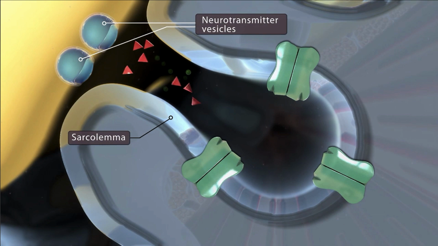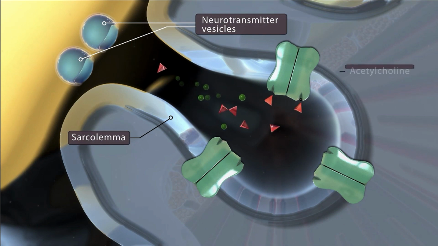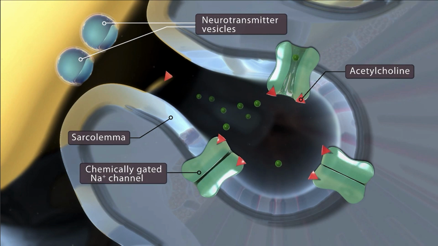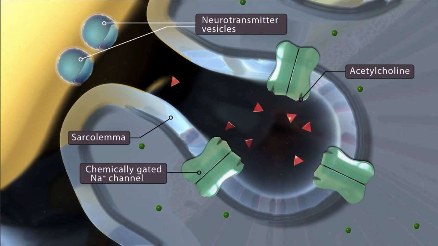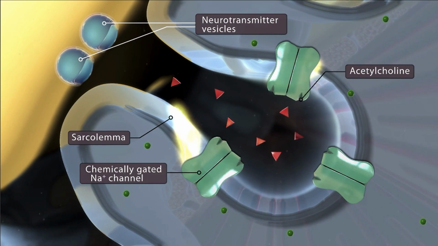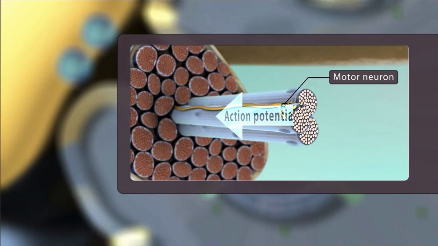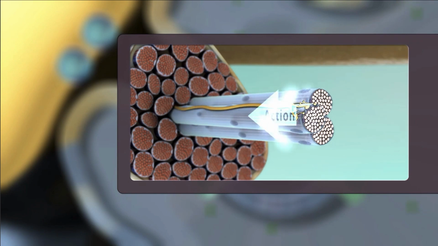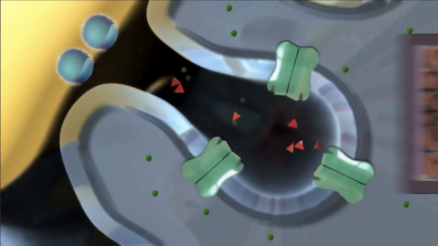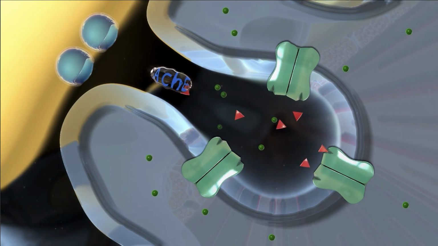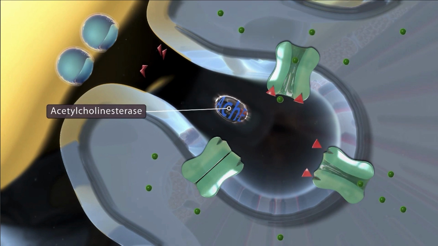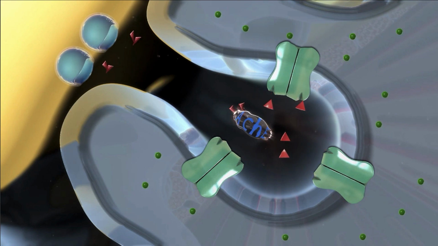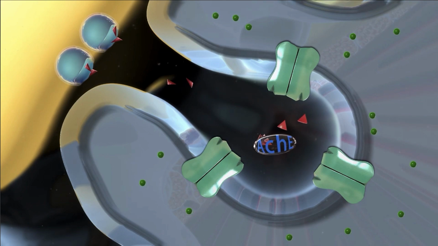At the muscle cell membrane, known as the sarcolemma, the neurotransmitter attaches to chemically gated sodium channels, causing the channels to open. This allows the passage of sodium into the skeletal muscle cell. The entry of sodium creates an electrical impulse, also known as an action potential, which excites the sarcolemma. Once an action potential is propagated along the sarcolemma, any remaining acetylcholine in the synaptic cleft is broken down by the enzyme acetylcholinesterase. At this point, action potentials will stop being produced by the sarcolemma, and excitation of skeletal muscle cells will end.